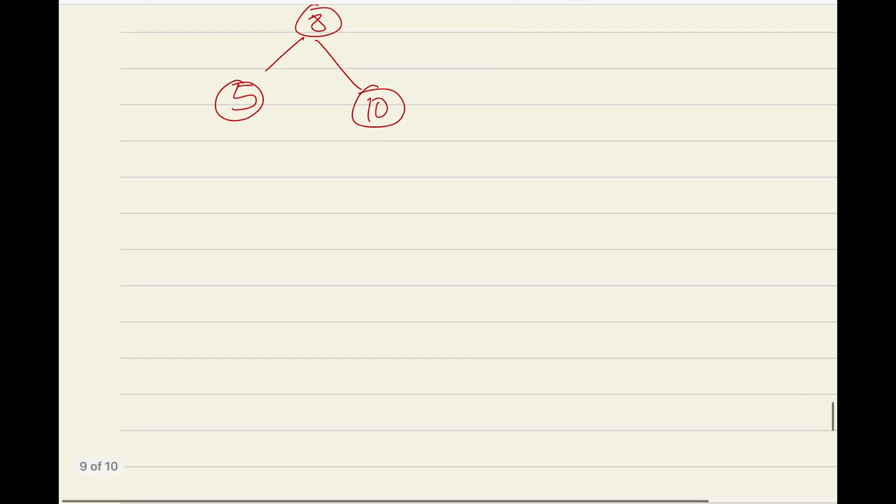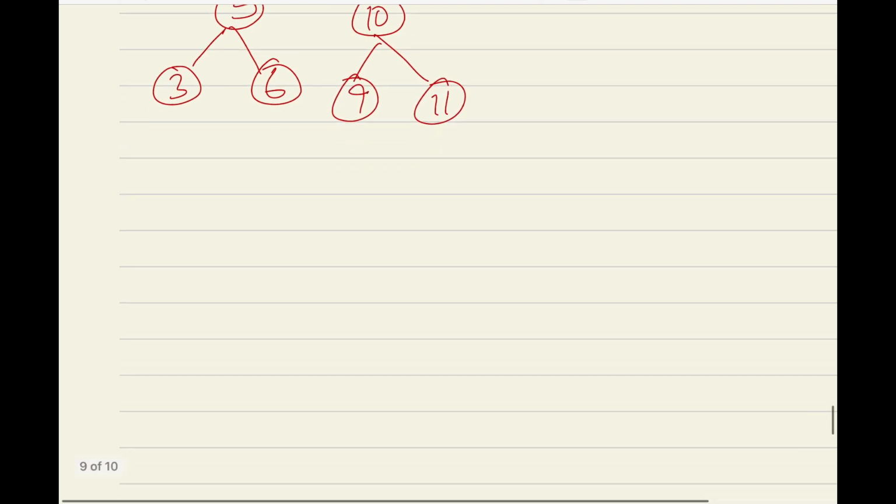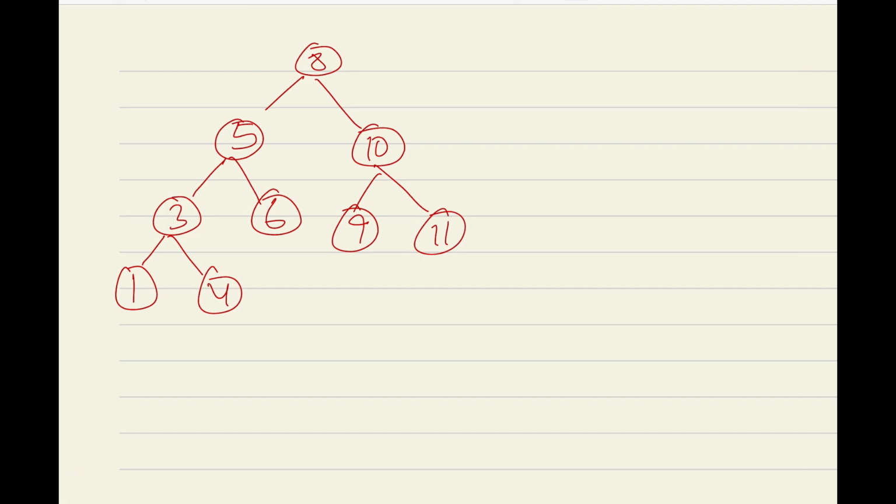So consider an existing AVL tree like this. It is 8, then 5, then 10, 3, 6, 9, 11, then 1, and 4. So consider this is an existing AVL tree. You can find the balance factor also for each node. It is 0, 0, 0, 0, 1, 0, 0, 0, it is 1. So it is an AVL tree because the balance factors are either 0 or 1.